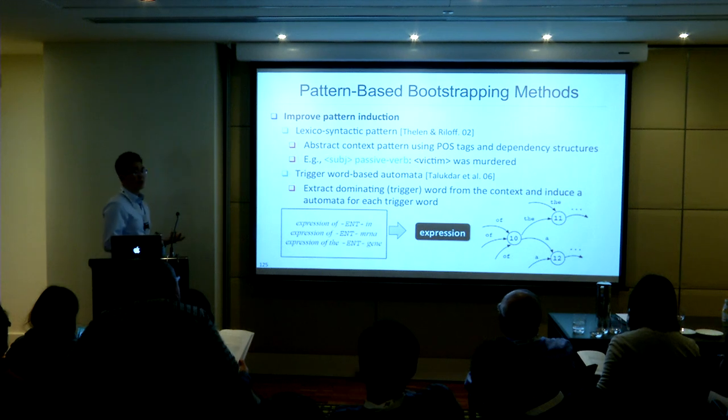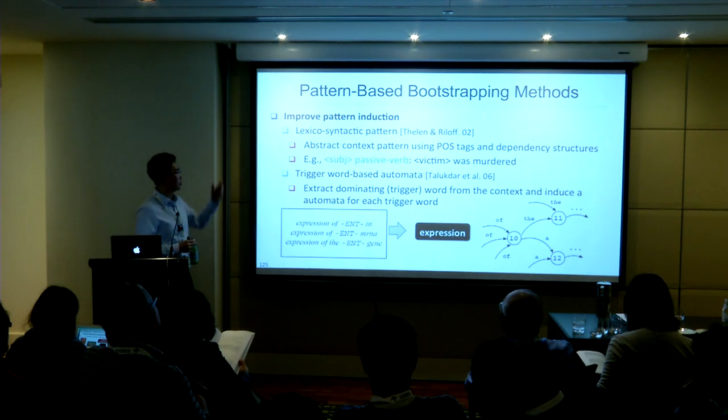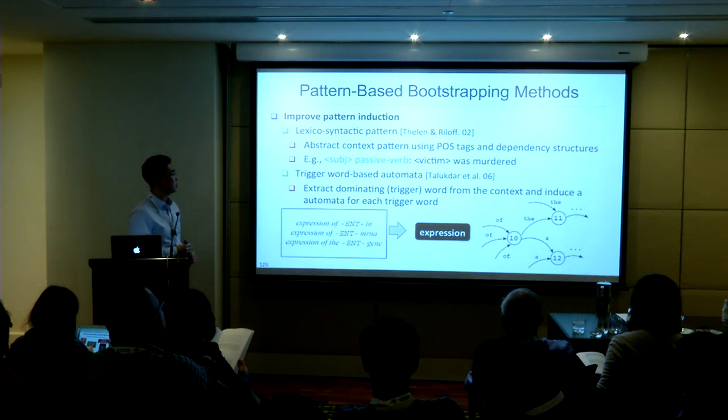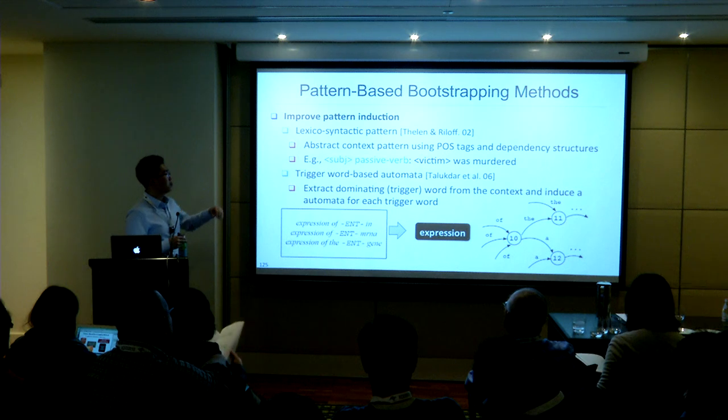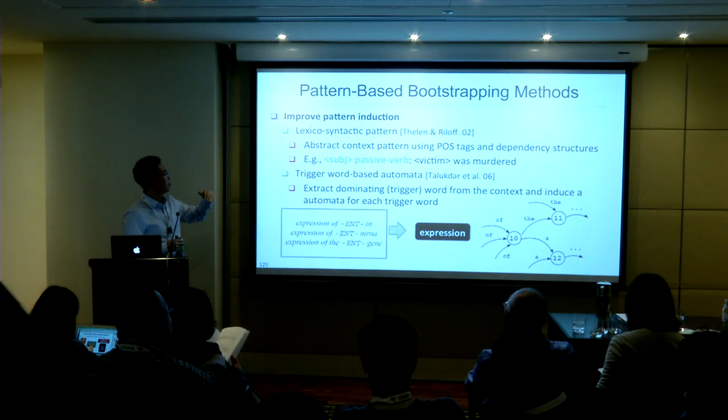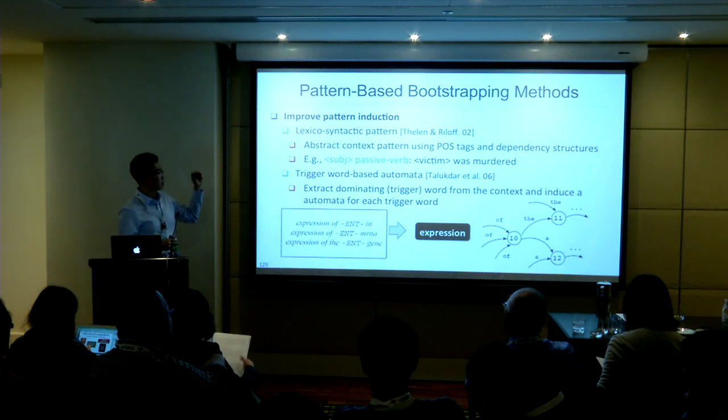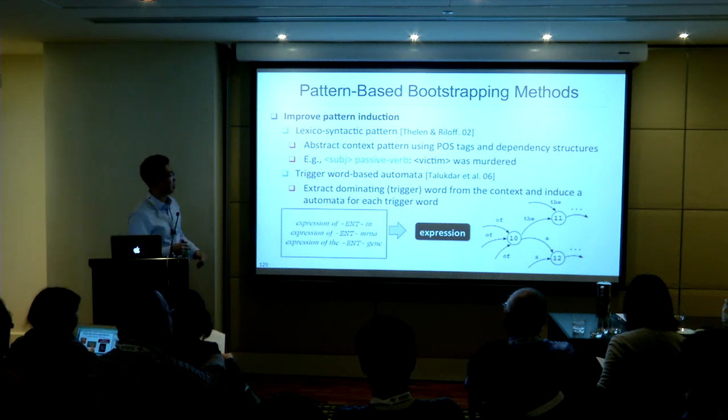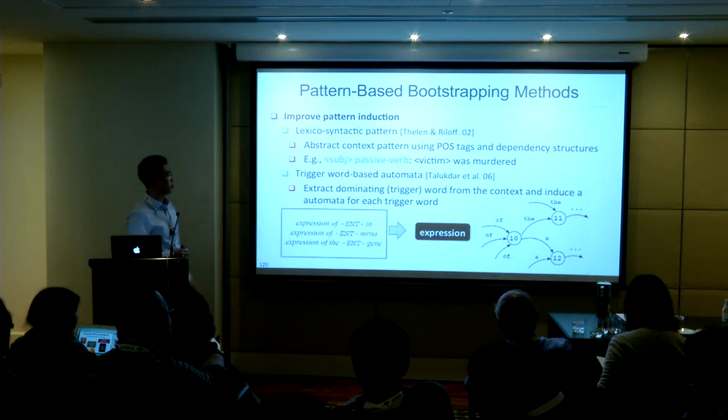And how can we further improve this? NLP people actually try to use lexical syntactic patterns. This is basically an abstract level of the context patterns, because you're trying to map verbs to passive verbs or other verb forms, or you're trying to map the victim into a subject. So the pattern looks like subject plus a passive verb now. It's more abstract, so you expect to match more instances in the corpus in a kind of restricted way.